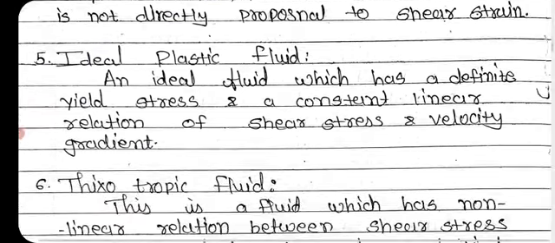Next, ideal plastic fluid. An ideal fluid which has a definite yield stress and a constant linear relation of shear stress and velocity gradient, or we can say shear strain. So this can be understood easily with the graph that follows. Okay.